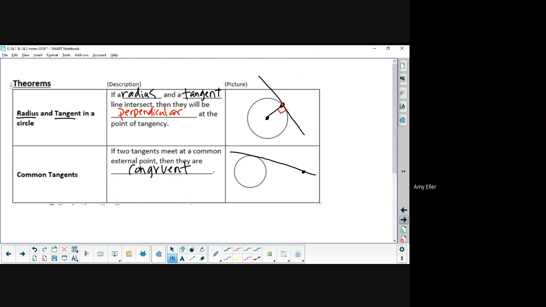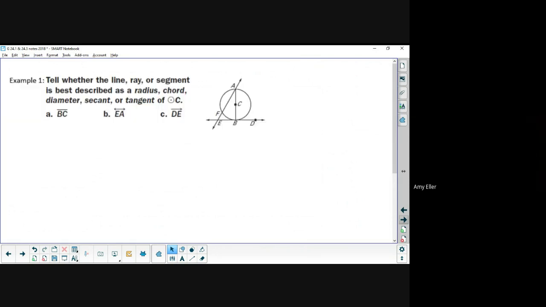And the second tangent that also touches that. What happens now is these two lines are congruent. From the circle to that external point, those parts are congruent. Okay, everything else today is pretty much going to use the vocabulary in those two theorems. Let's look at example 1.